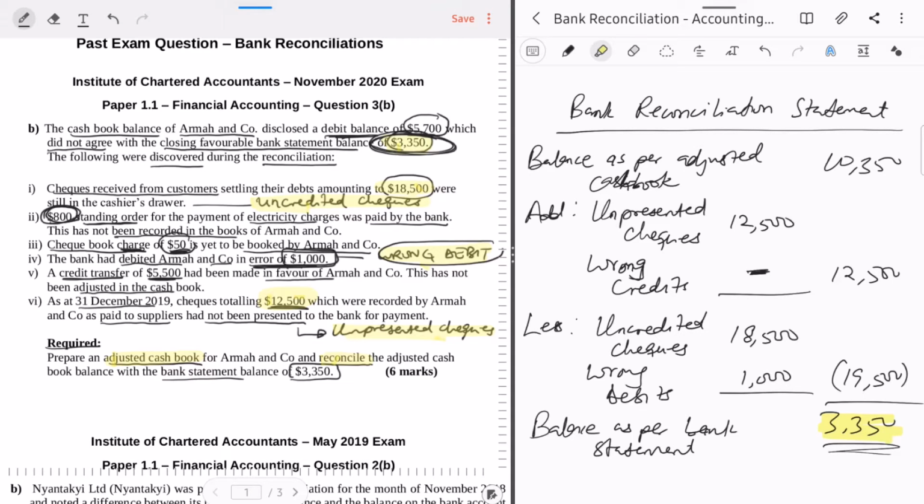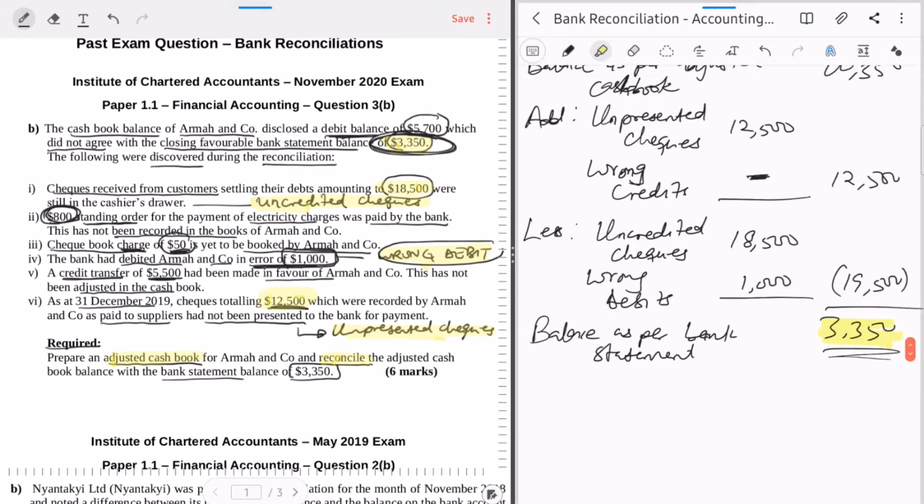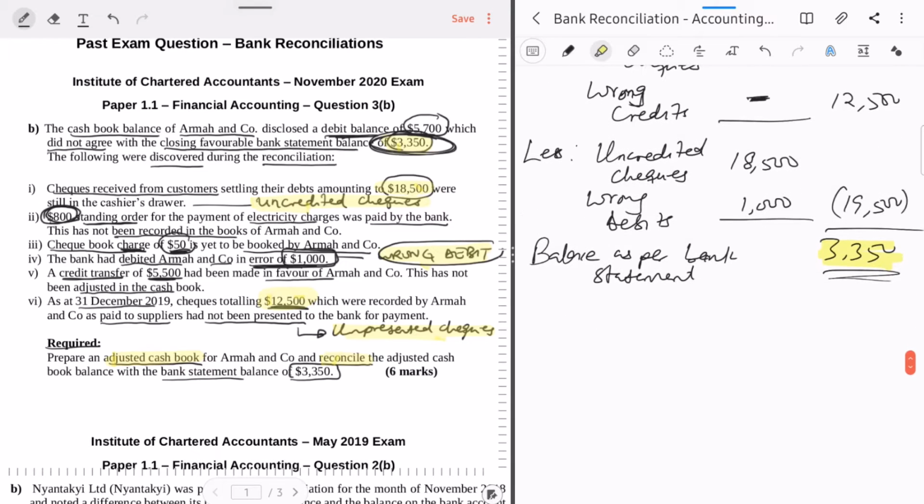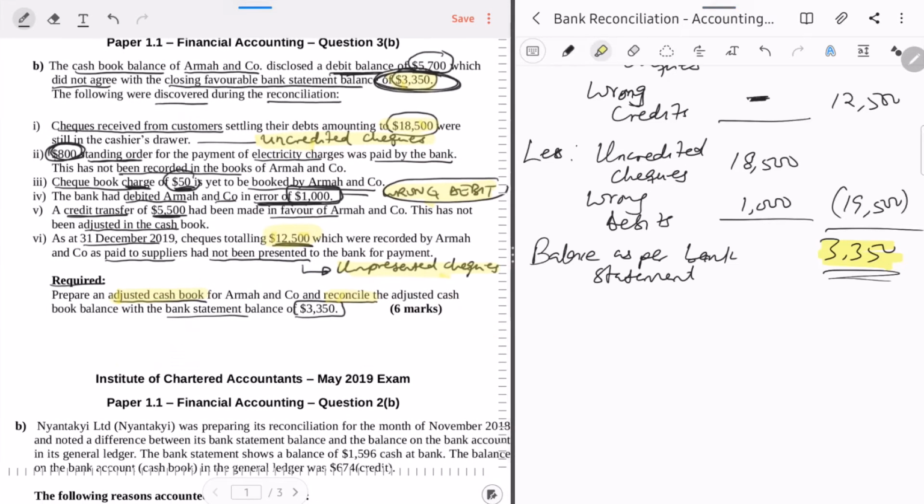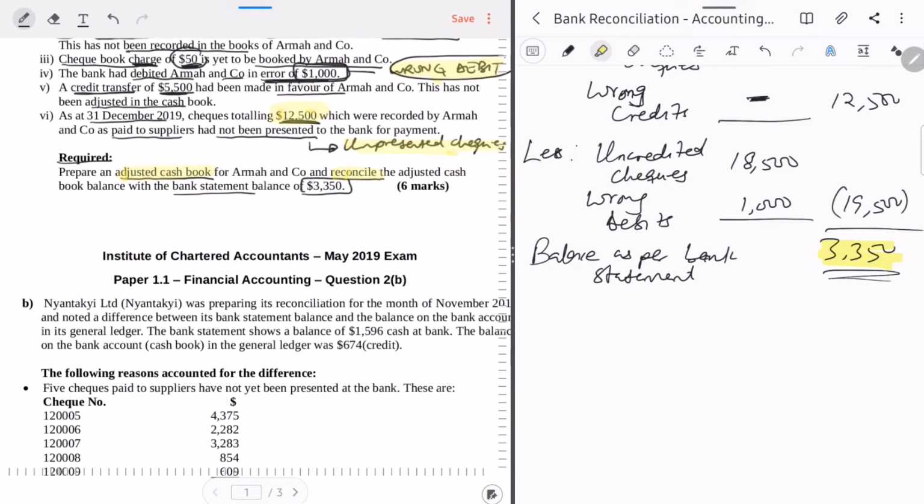Now, let's see how good we are. Let's do another one. We'll do 3 questions. Like I said, by the time we've done all 3, trust me, nothing on the face of this earth can beat you when it comes to bank reconciliation statements. So let's take another past question. Now we are very confident, aren't we?